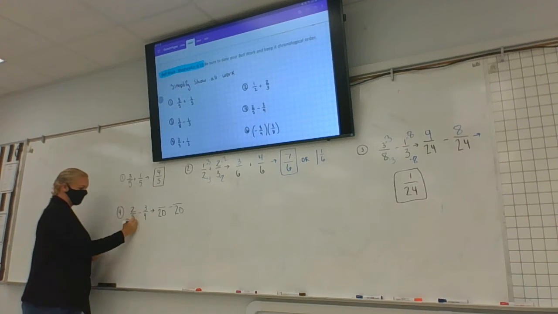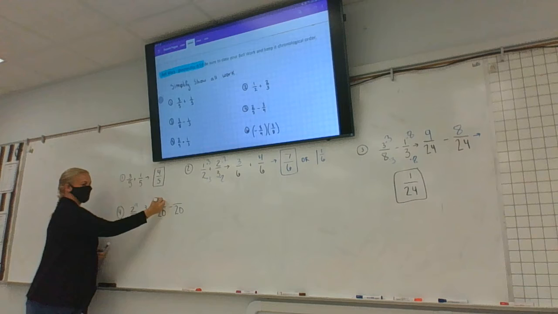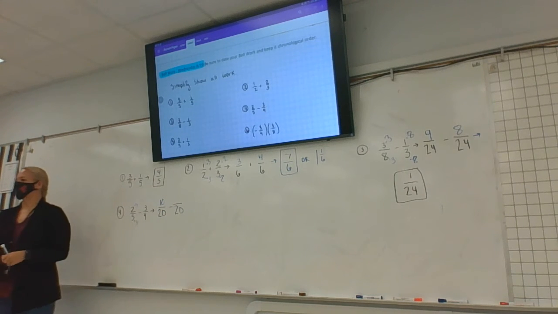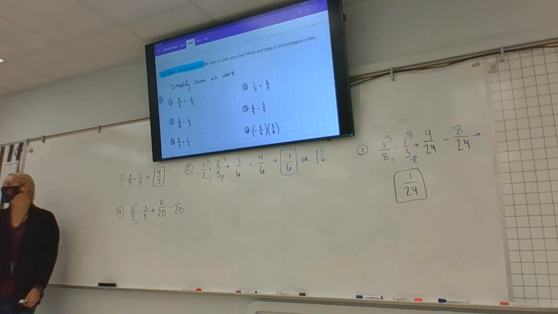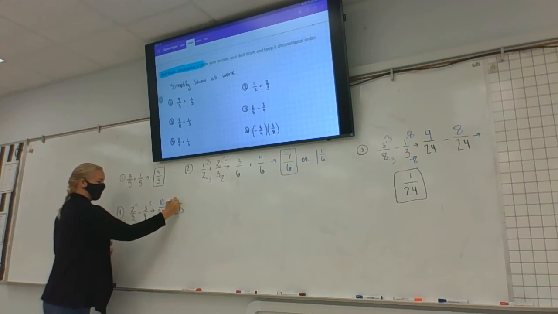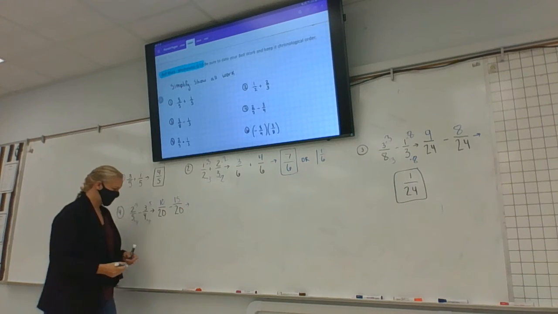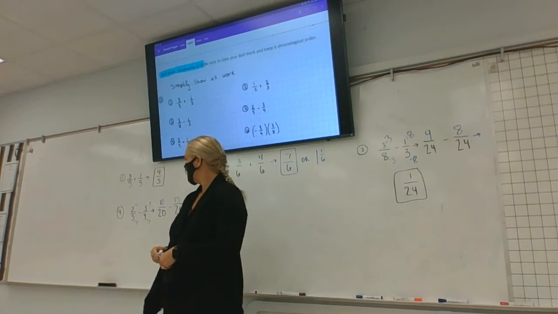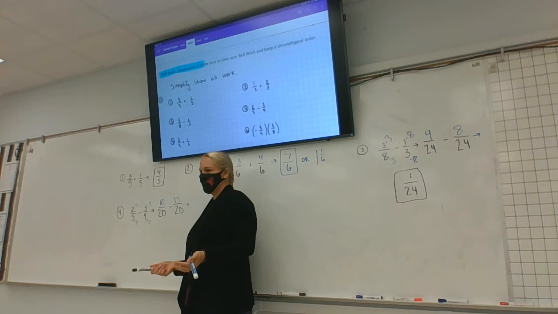Thank you. I can't tell who is talking out there because of these lovely face masks. What do we multiply our second fraction by? 5. Very good. You get 15. So now we have 8 minus 15.